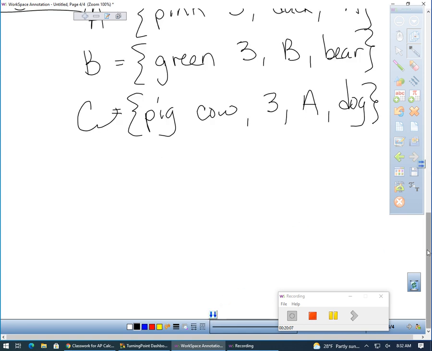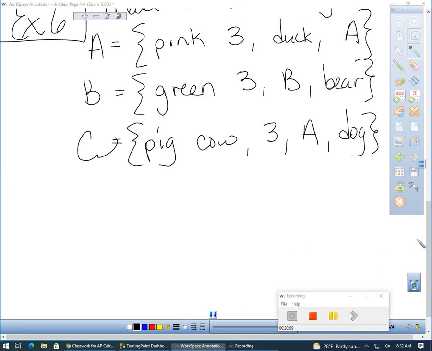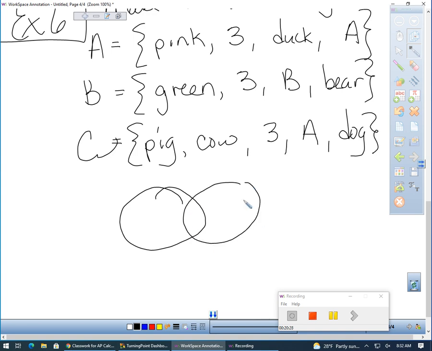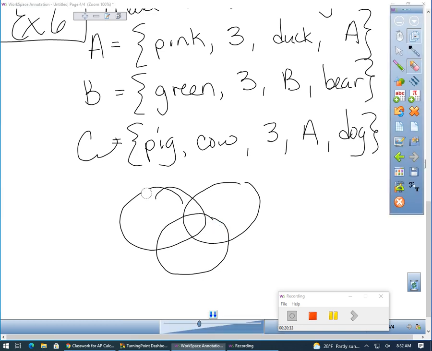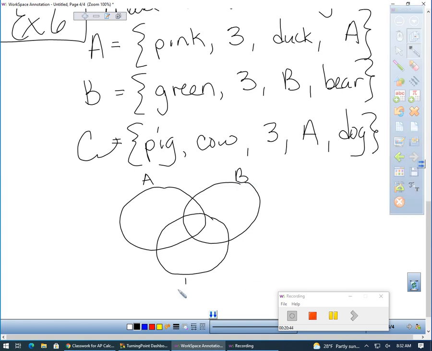All right. So this time you'll notice we have 3 different sets going on, which means if we're going to do a Venn diagram, we have to have 3 circles. Pink and green and 3 are all separate. Okay, so if we are doing 3 in a Venn diagram, you have 2 circles on the top that overlap, and then you have a circle on the bottom that overlaps. So up here, this is set A, this will be set B, and down here is set C.